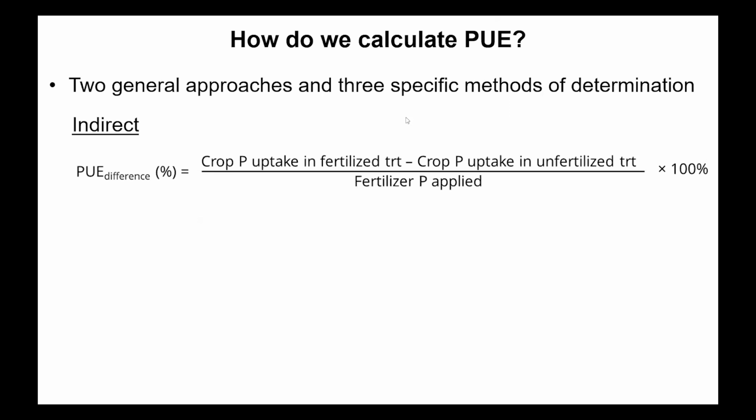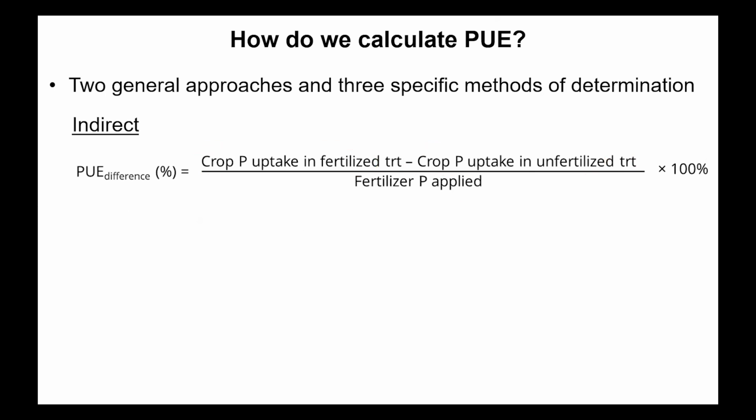This is the equation. And the concept is that we have a P unfertilized control and a P fertilized control. We measure the amount of phosphorus in the crop without any P added to the soil versus the P in the crop with phosphorus added. And the idea then is that we are subtracting the soil-derived phosphorus from the soil plus the fertilizer derived phosphorus on the left. And then we divide this by how much P was applied in the first place. And that as a percent would be PUE by difference.